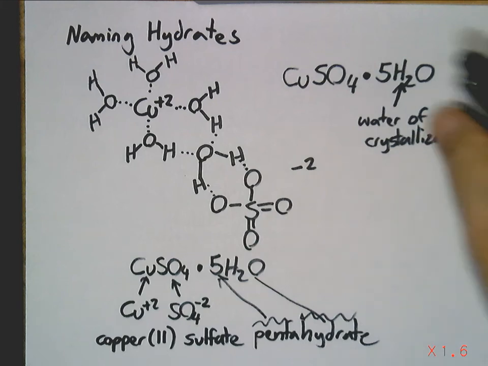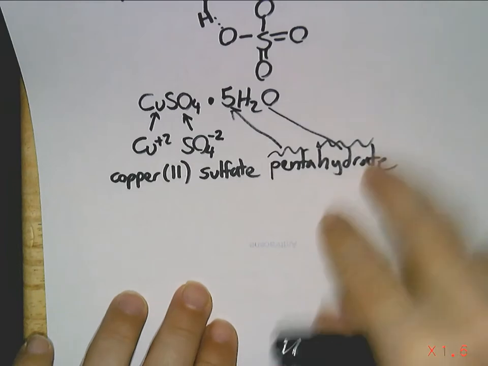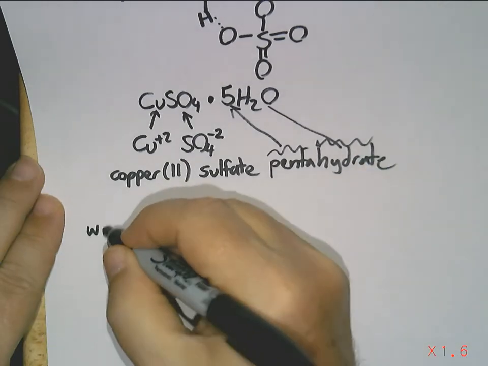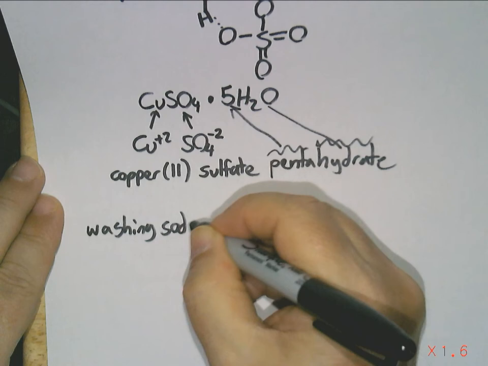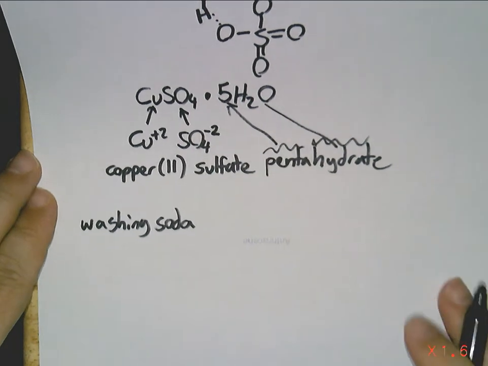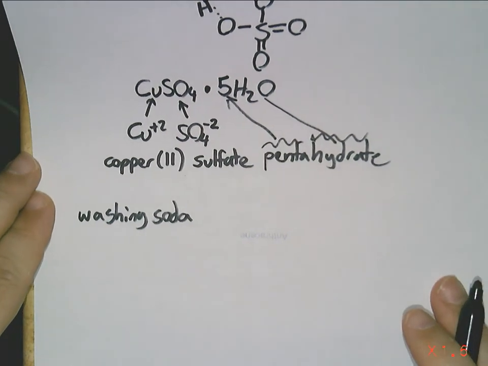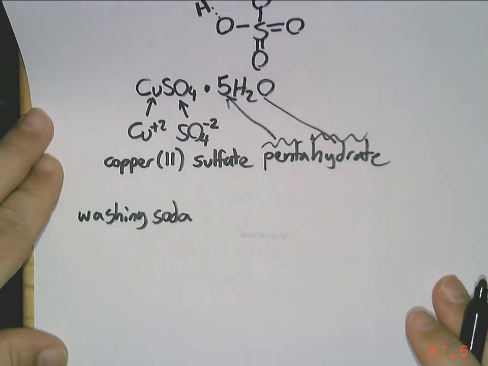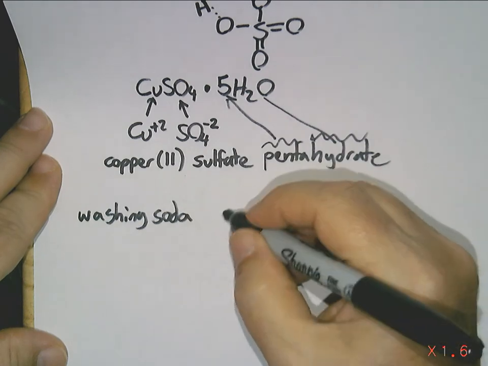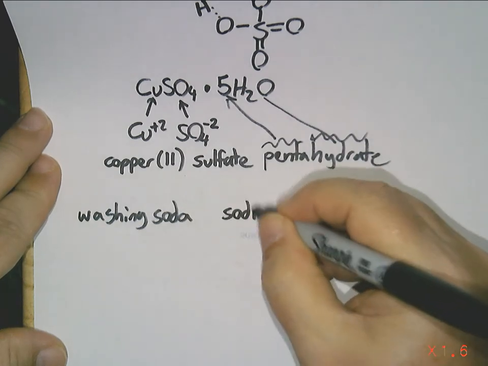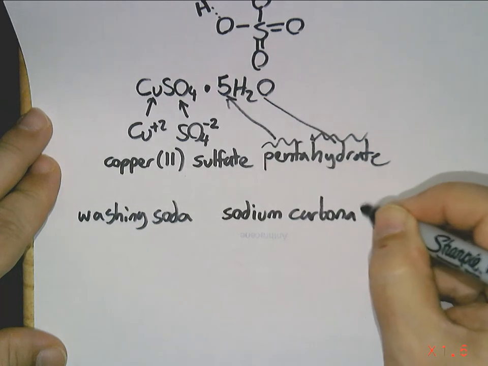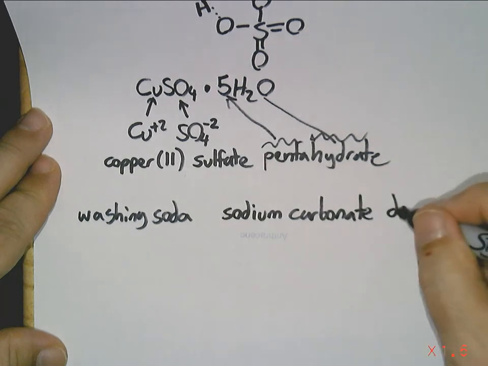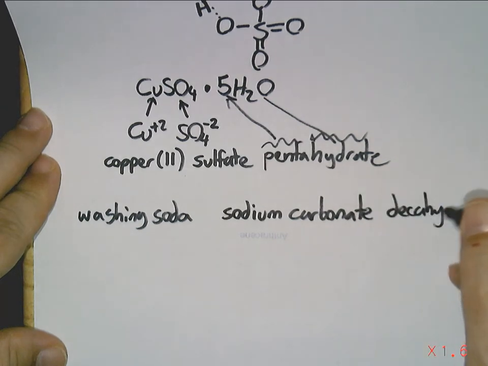Here is washing soda. This is what you buy when you've got very hard water and you want to soften it. It's a water softener. It's this compound, sodium carbonate decahydrate. Let's write the formula from this.